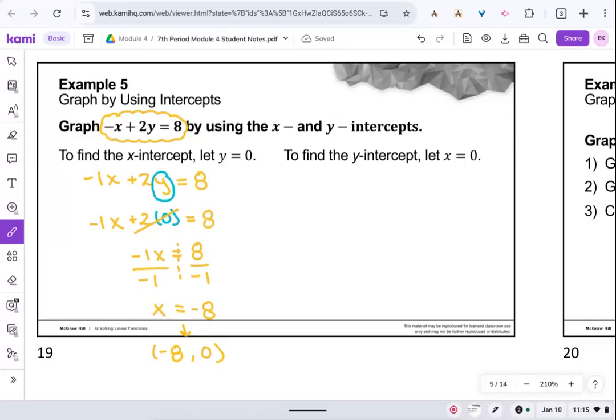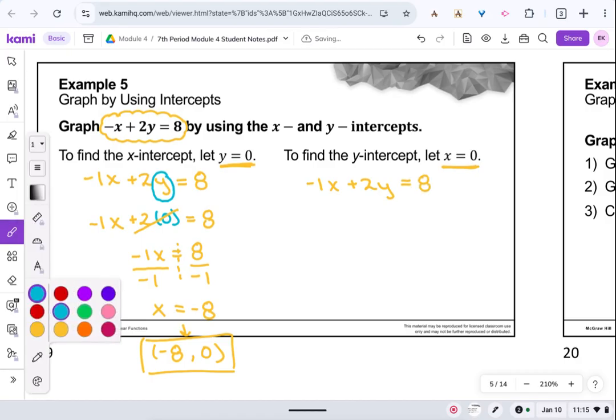We'll leave this off to the side for now, and we're going to use it later. Now we're going to do the same thing to find the y-intercept, but we're going to let x equal 0. This one, we made y 0. This one, we're going to make x 0. So again, I'm going to rewrite our equation: -1x plus 2y equals 8. This time, we're going to take out the x and make it a 0, and everything else in yellow is going to stay.